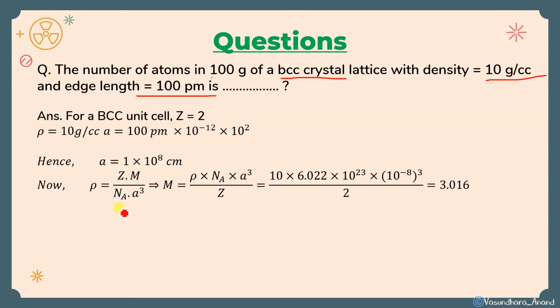So by putting the value of all these, I have put density is equal to 10, and this a cube is given 10 to the power 8, sorry, it should be minus 8, no? It should be minus 8. This is minus. Okay. So in this way, you will solve it. You will get like this. Any doubt in this? Okay.